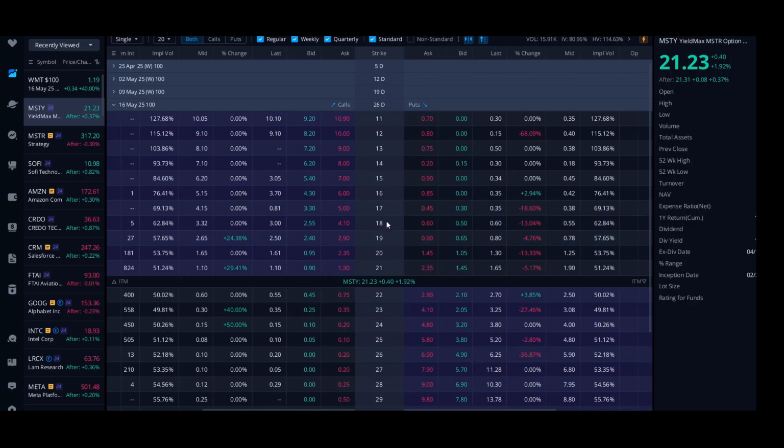So here, for an $18 put, I can get $55 per contract, because that's 55 cents per share. Each contract is 100 shares, and 55 cents times 100 would be $55. So let's go with an $18 put for May 16th, earning $55 or 55 cents per share. And let's punch that in our little sheet.